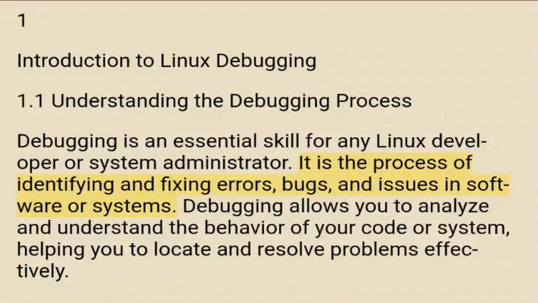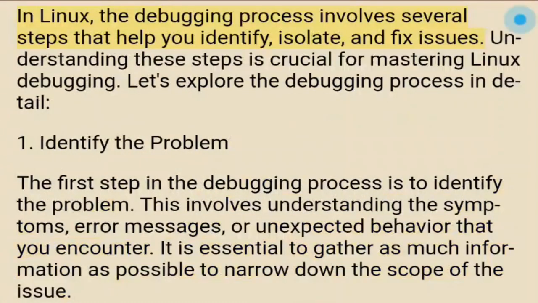It is the process of identifying and fixing errors, bugs, and issues in software or systems. Debugging allows you to analyze and understand the behavior of your code or system, helping you to locate and resolve problems effectively. In Linux, the debugging process involves several steps that help you identify, isolate, and fix issues. Understanding these steps is crucial for mastering Linux debugging. Let's explore the debugging process in detail.